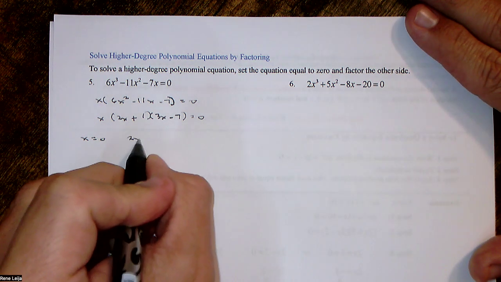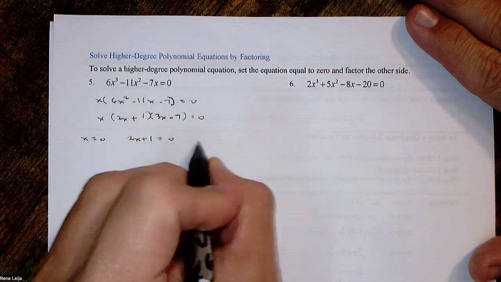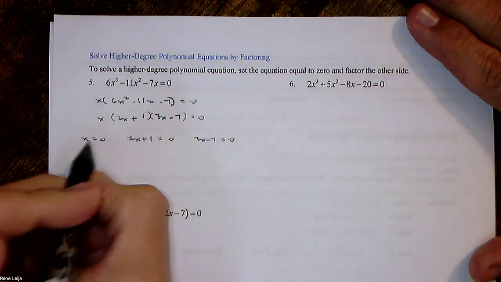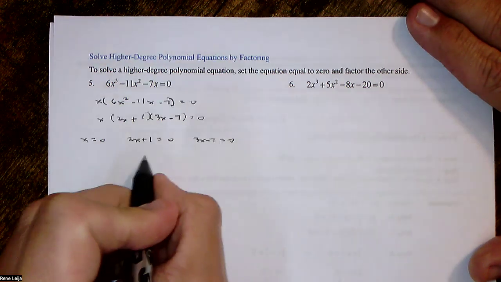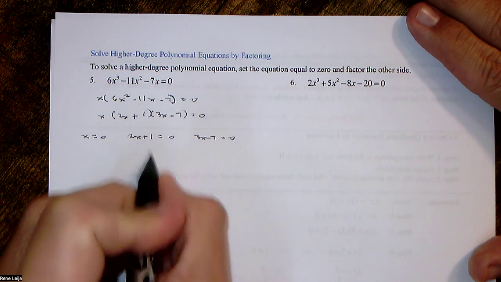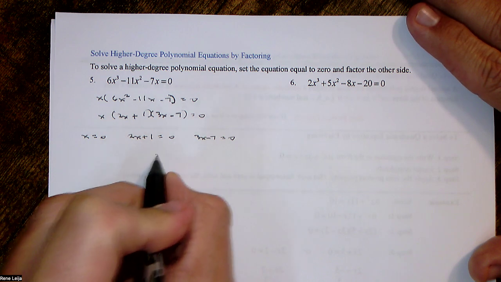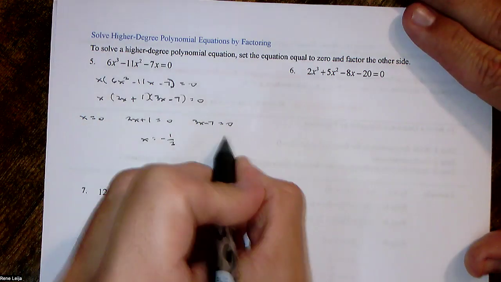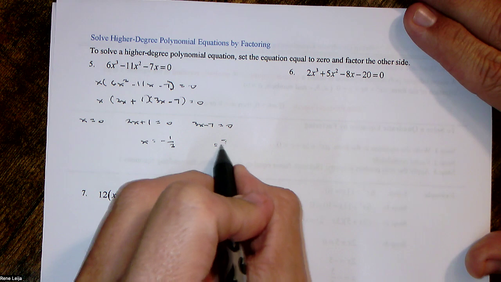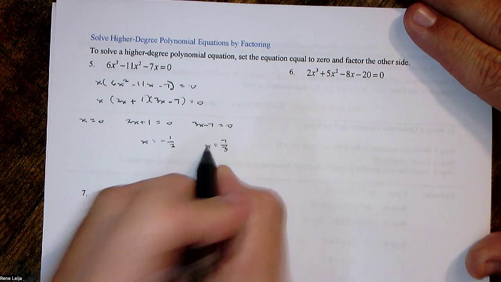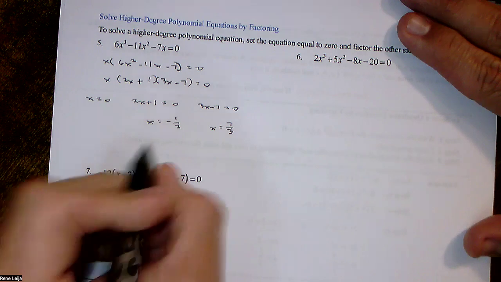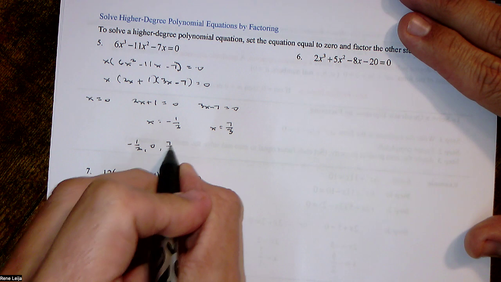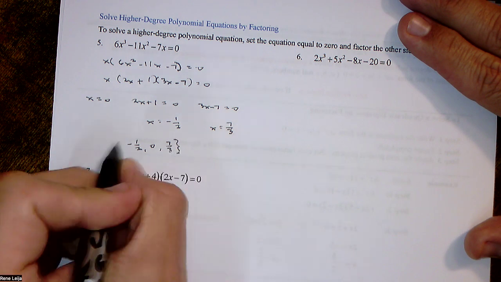So we set every one of these factors equal to 0. So there's one of my solutions, it's 0. For this one, subtract 1, divide by 2. For the last one, add 7, divide by 3. Okay, so my three solutions are negative 1/2, 0, and 7/3.